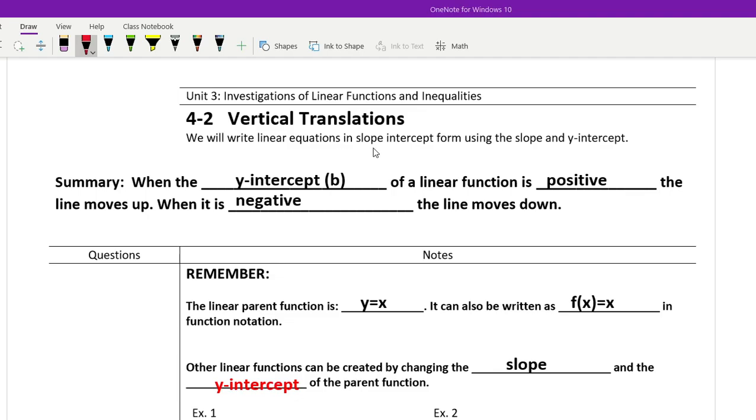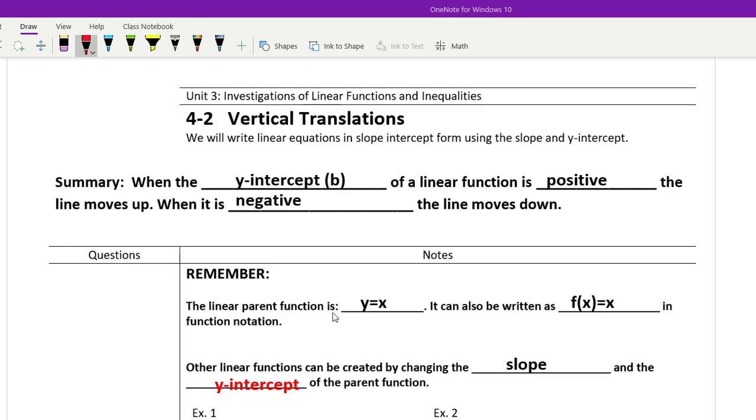Linear equations in slope-intercept form using slope and y-intercept. Overall summary of what we're doing. When the y-intercept, our b value, of a linear function is positive, the line moves up. When it is negative, the line moves down. So our main focus today is what happens when we change our b value of the equation y equals mx plus b.